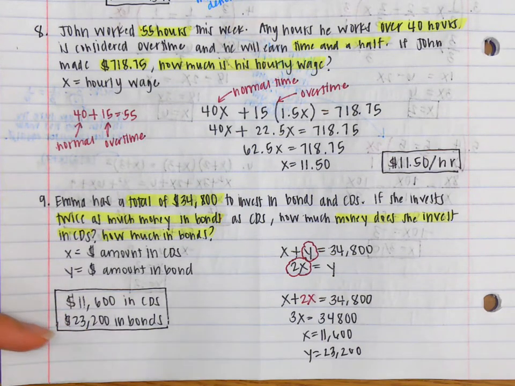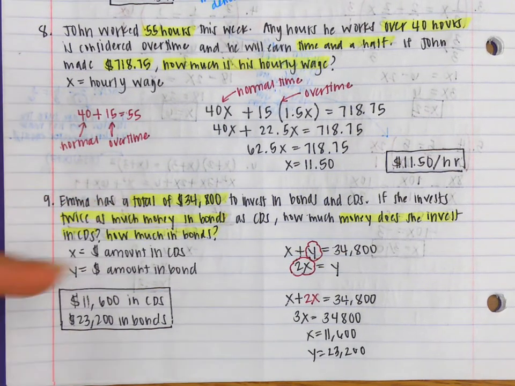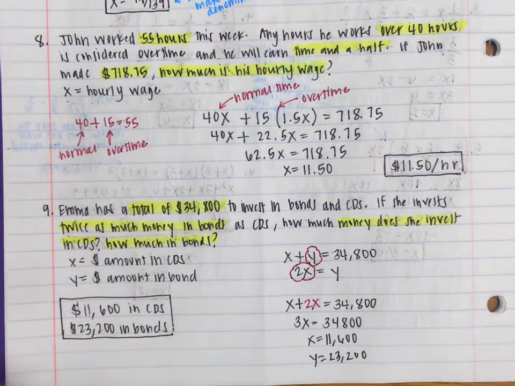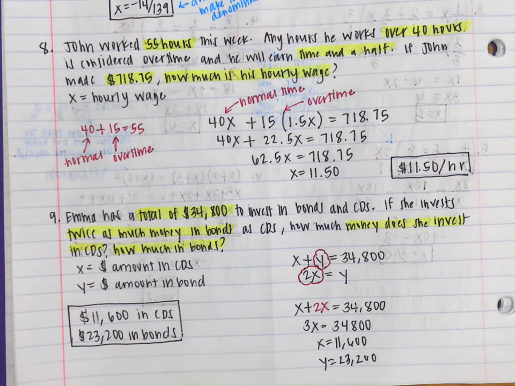Is this double? Like we said, she wanted twice as much money in bonds as CDs. She wanted more money in bonds. Is there more money in bonds? There is. So double check to make sure that these make sense. If they don't make sense, then go back and check your work. All of your answers should make some common sense here.